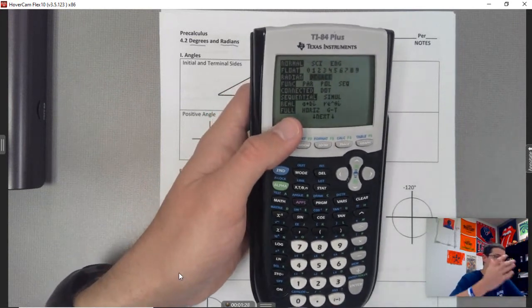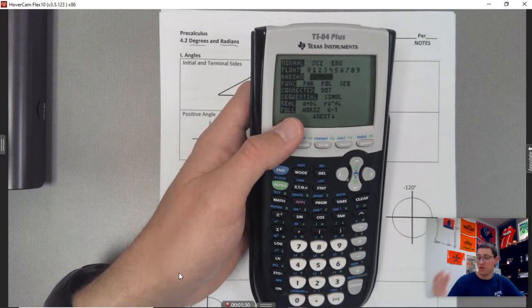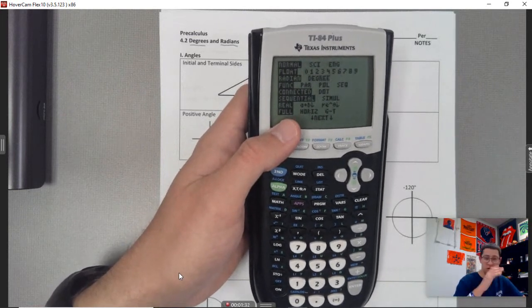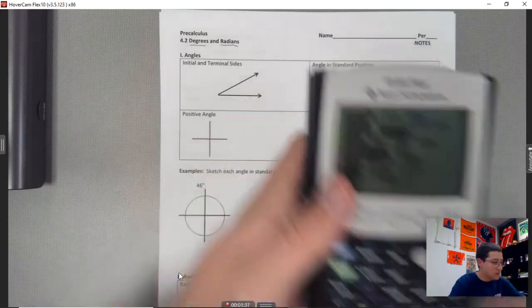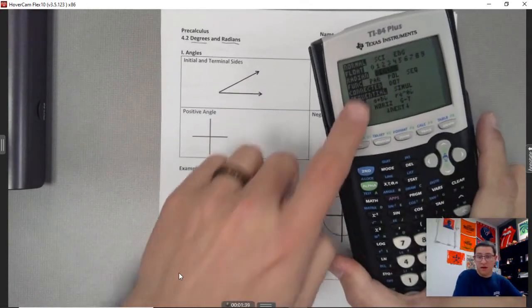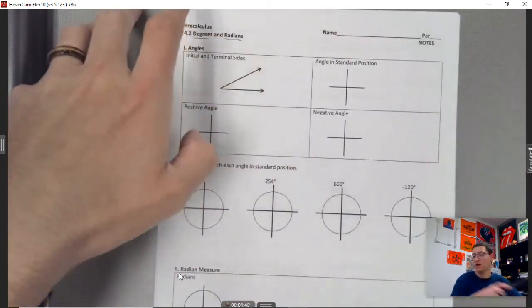So again, feet is a different unit, miles, different unit. Same with degrees and radians, okay? They're just different units of angle measurement, okay? So before we get overwhelmed by it, that's what a radian is, okay?